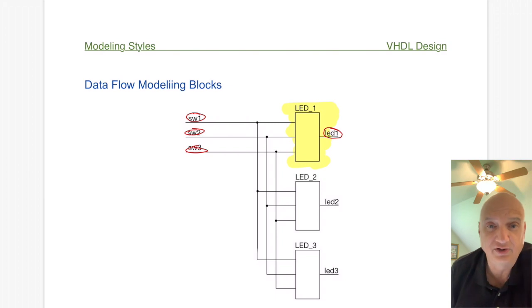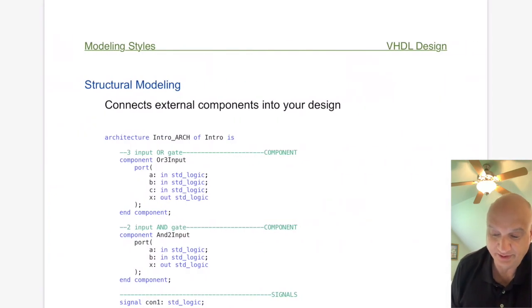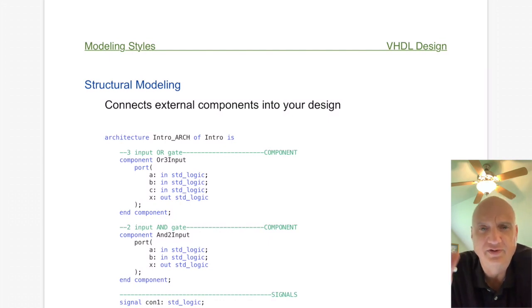Let's take a look at the next style. We've seen this in our example, but we're going to talk about it a little bit more in detail here, and that is structural modeling. Structural modeling is very powerful because it allows you to drop components that have already been created into your existing design, so you don't have to recreate them. For this example, I've created 2 very silly components. You would never do this in real industry, and you certainly wouldn't need to create a 3-input OR gate or a 2-input AND gate as a component. But it's very helpful here for showing how structural modeling works and how you interconnect components.